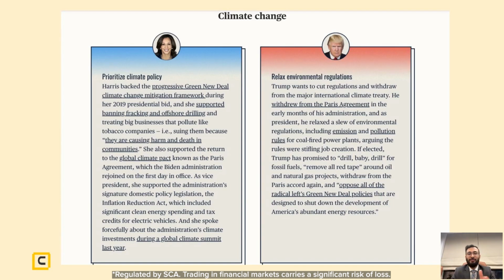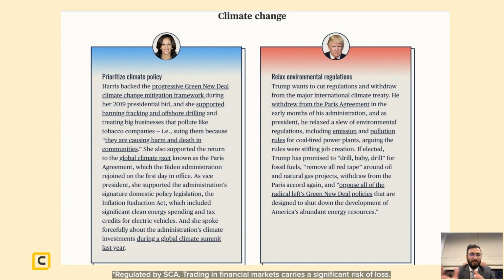While Democrats are very separate, if you look at Kamala Harris and their ideologies, they're prioritizing climate policy. Kamala Harris backed the Green New Deal on climate change during her 2019 presidential bid. She has supported banning fracking and offshore drilling. So she has supported that ban. And again, as we have discussed, Democrats follow the global climate pact.